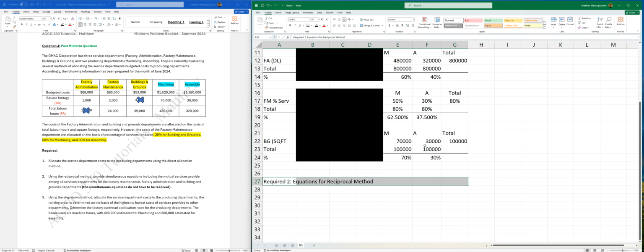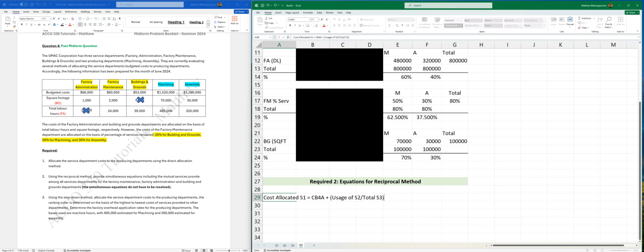Let's build the equations. Now, guys, remember, for the equations under the reciprocal method, let's go over the base equation. So your cost allocated for S1. Okay, so this is the negative number that you put in your cost allocation board. It's the cost before allocation plus the amount that they use from the next support department, plus usage of S2 over total from S2. And then you multiply this whole amount by S2.